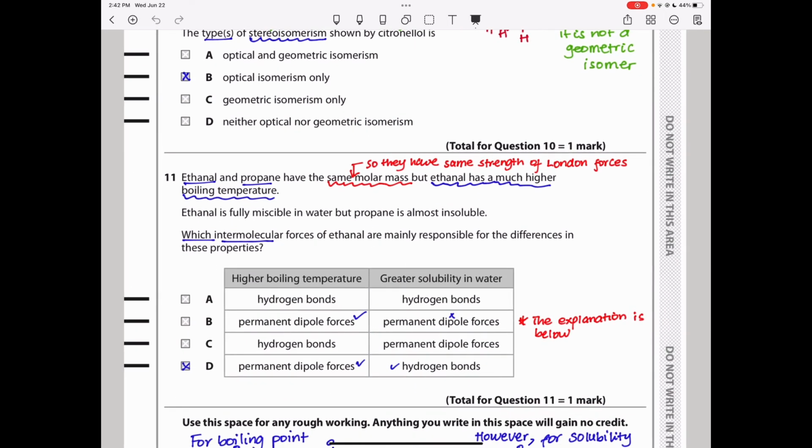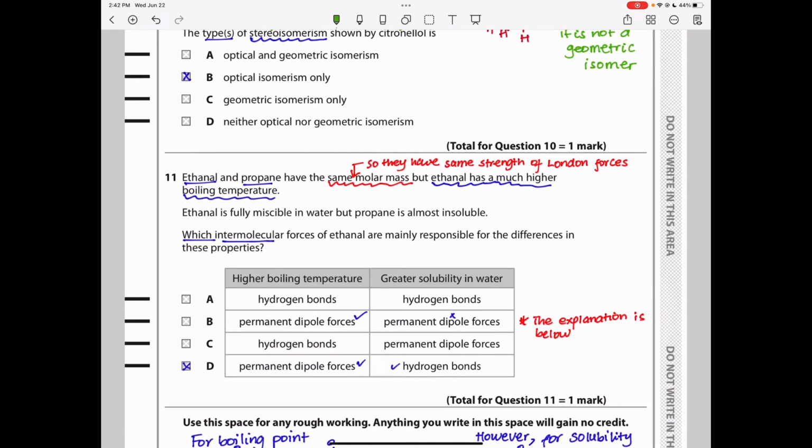I will go to question 11. Question 11 says ethanol and propane. Again, ethanol is an aldehyde. Let me write it here. And propane is an alkane. So they say ethanol and propane have the same molecular mass, but ethanol has a much higher boiling temperature.